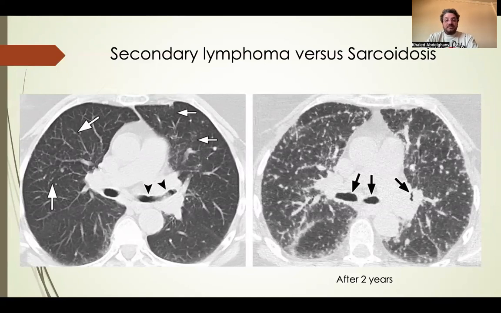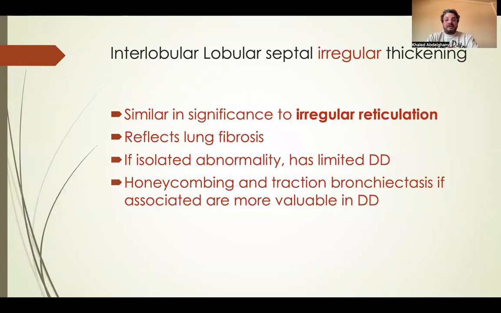Later on, we'll talk in more detail about sarcoidosis and lymphoma in the nodular opacities in HRCT. Next topic, part 5, will be the irregular reticulation or irregular interlobular septal thickening.